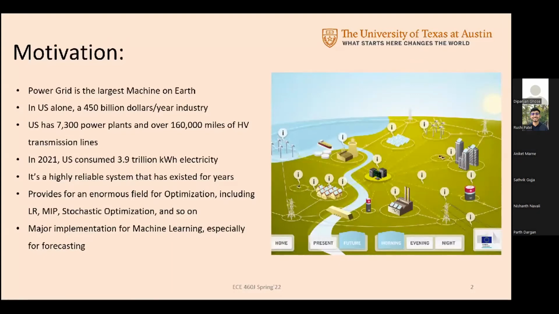The electric grid is directly associated with our daily lives and the nation's economy. It is often described as one of the greatest engineering achievements of the 20th century. Every year, the power system is generating, transmitting, and consuming $450 billion worth of electricity. It is a highly reliable system and a major success story for optimization, with almost every available optimization technique being used in running the power grid.